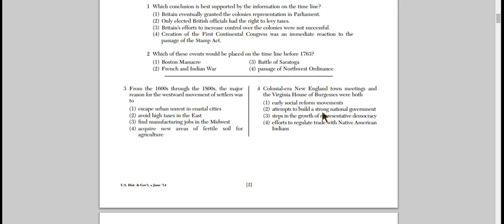2, attempts to build a strong national government. Well, New England and Virginia, those sound like colonies to me. So I don't think at this point in time we're trying to build a national government. So I'm going to get rid of 2. So that leaves 3 and 4 for you to choose from. So think about it, pause the video, answer the question, and come back.